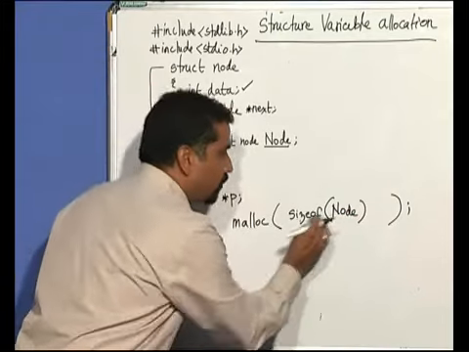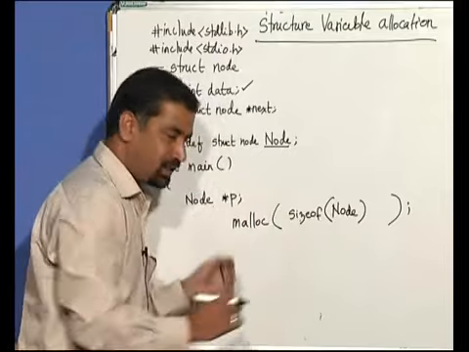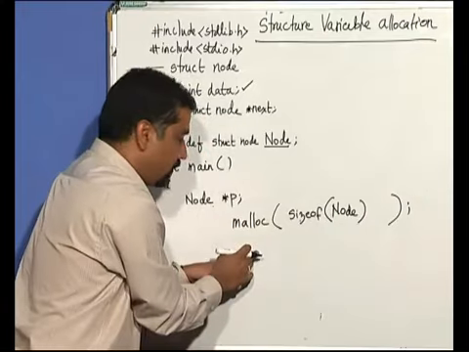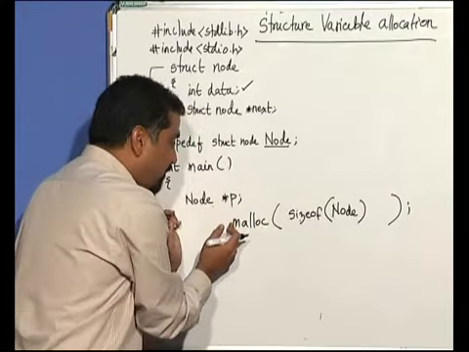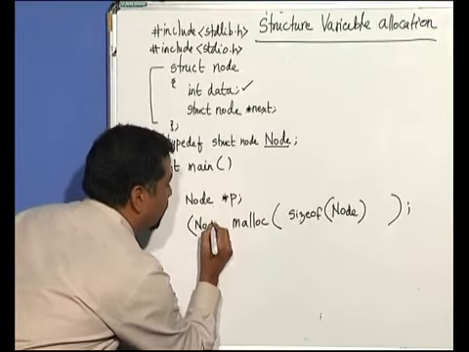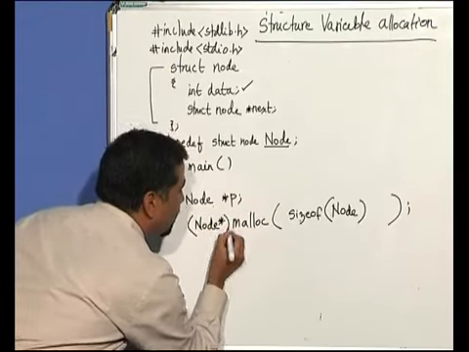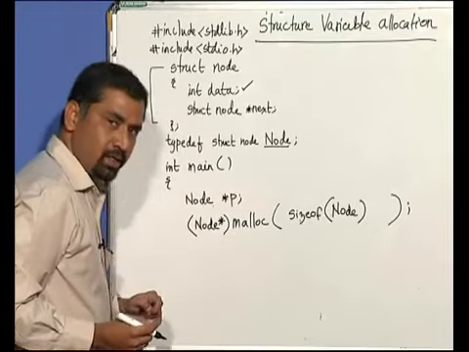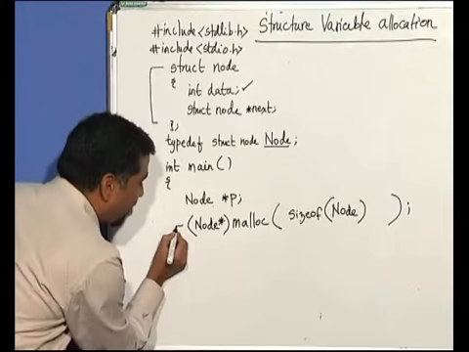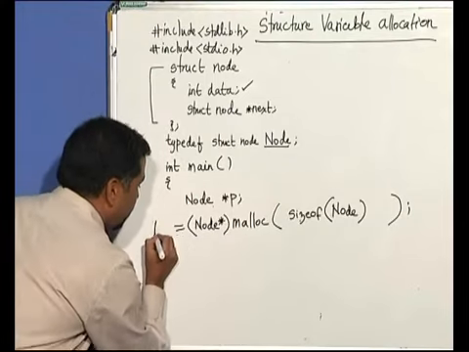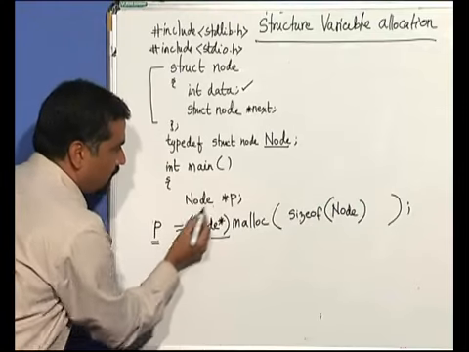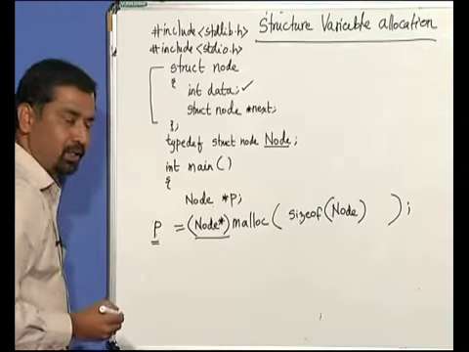So the size of node will automatically return the number of bytes required. That many bytes are allocated by malloc. But now it has to be cast to the appropriate type. What is the type that I want to use? It is a node type, so you put node star here. This is called casting. Because malloc returns a void pointer, it has to be cast to the appropriate type of pointer. Equal to, you notice now P is type pointer, this and this P should match together.